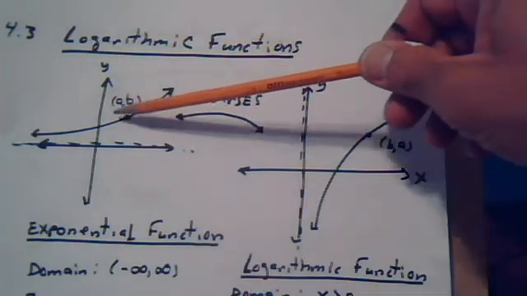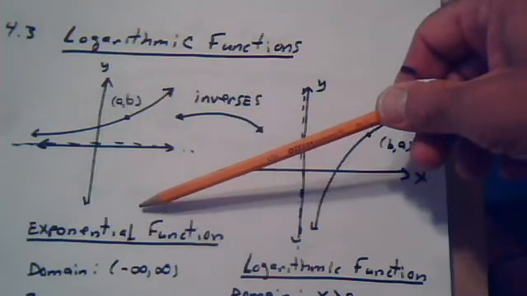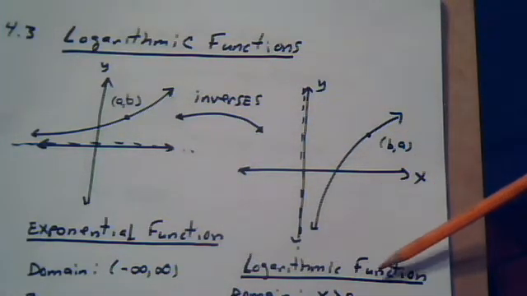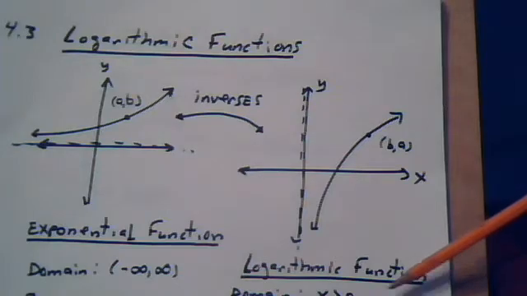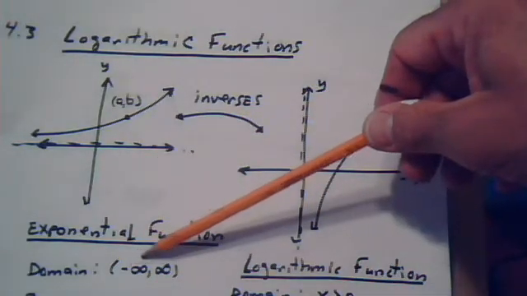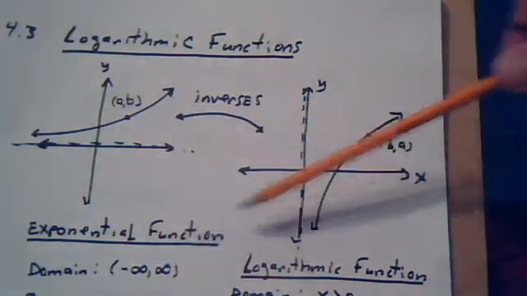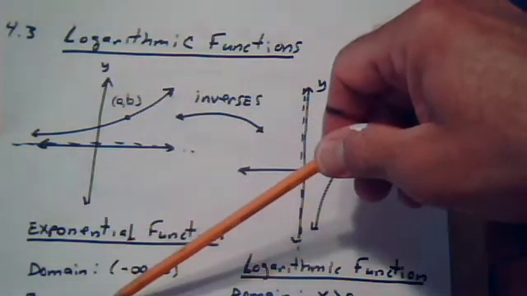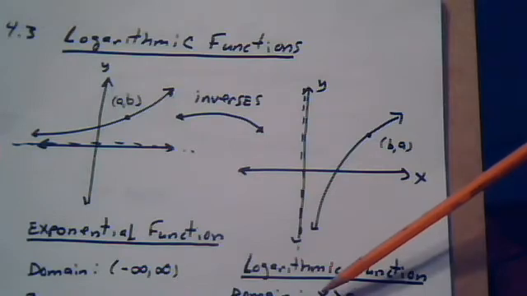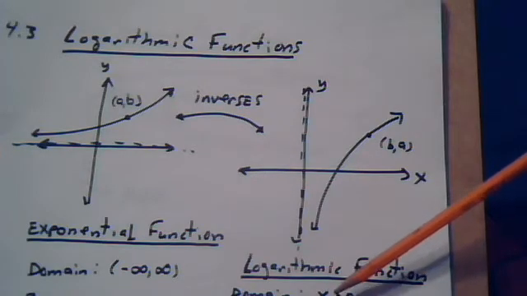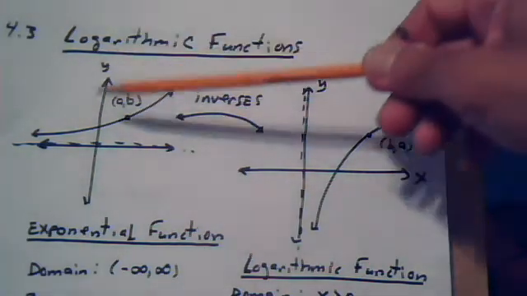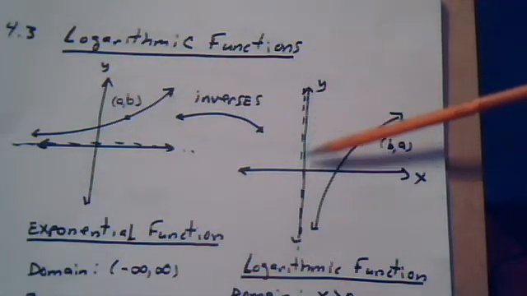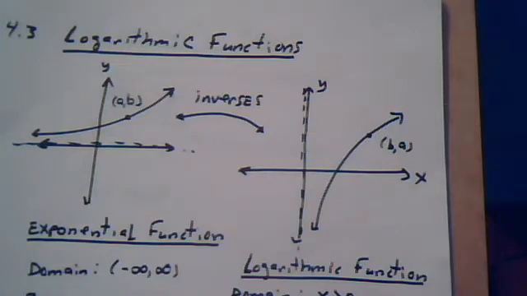Notice the point (a, b) on the exponential function graph becomes the point (b, a) on the logarithmic function graph. Notice that the domain of the exponential looks like the range of the logarithmic, and the range of the exponential looks like the domain of the logarithmic. So they switched everything around. Notice the asymptote is horizontal for the exponential, but it's vertical for the logarithmic.